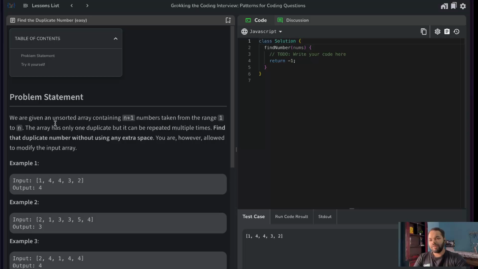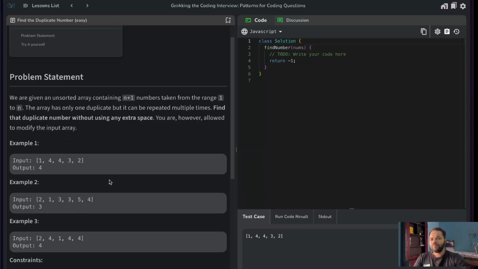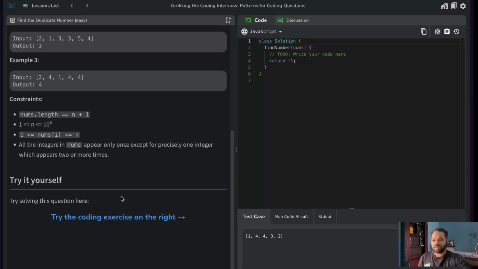The next problem says we are given an unsorted array containing n plus 1 numbers taken from the range 1 to n. The array has only one duplicate, but it can be repeated multiple times. Find the duplicate number without using any extra space. You are, however, allowed to modify the input array. I think I kind of solved it already, right? And do we need to do it again?